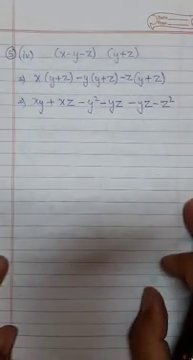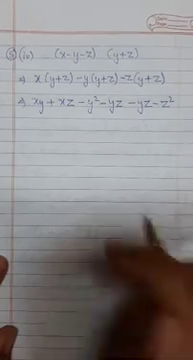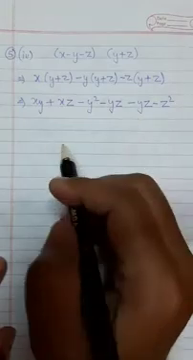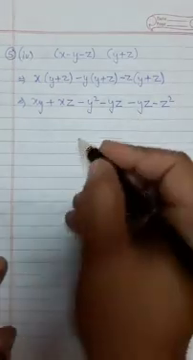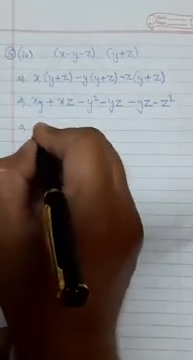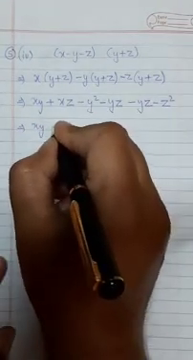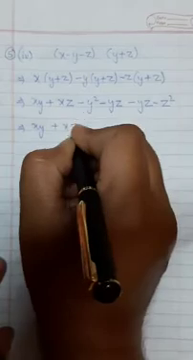So finding the like terms now. If you see here, we have yz and yz, similar, the like terms. The rest of the terms are different. So I am going to write it as xy plus xz minus y square.